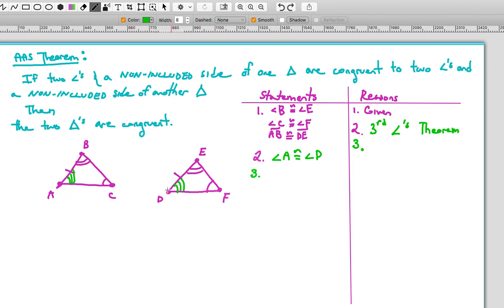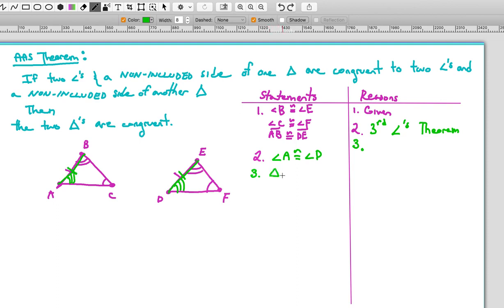Now after we have that, you can look at this picture again, and if you look here, this angle is congruent to this one, and this one's congruent to this one. This side now is the included side between these two angles and these two angles. So what you have now is an angle side angle situation. And angle side angle does prove the triangles being congruent.